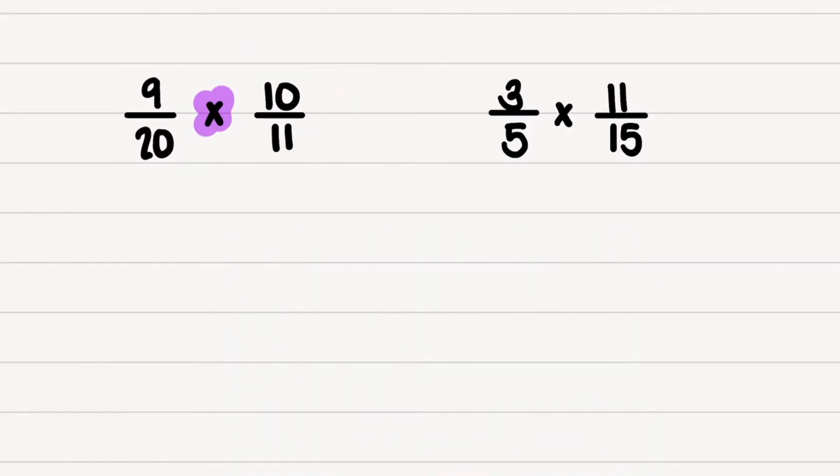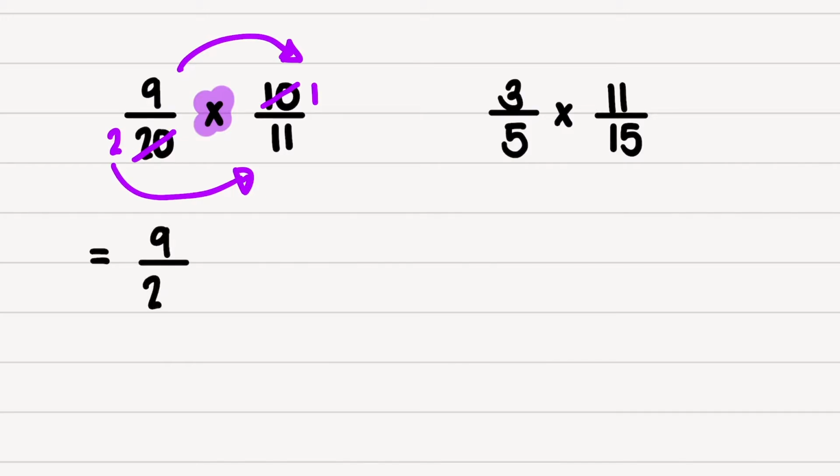So if we look, we've got 20 and we have 10. I'm going to say cross simplification, one numerator, one denominator. What number goes into both of those numbers? 10. 10 goes into 10 one time. 10 goes into 20 two times. So now I have 9 over 2 times 1 over 11. So now I can multiply the 9 and the 1, the 2 and the 11. So I'm going to have 9 times 1, which is 9, over 2 times 11, which is 22.